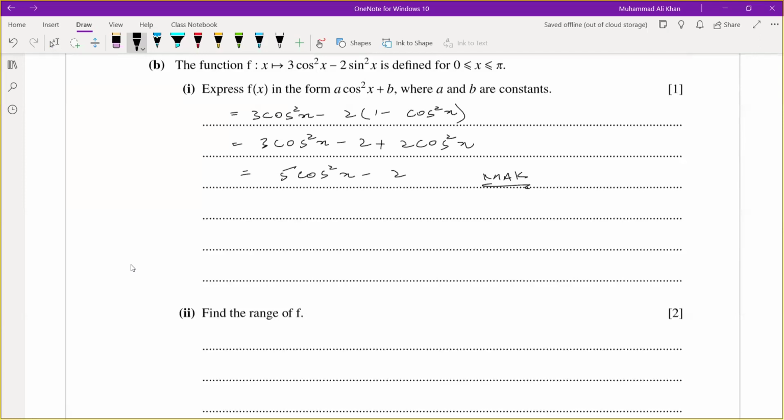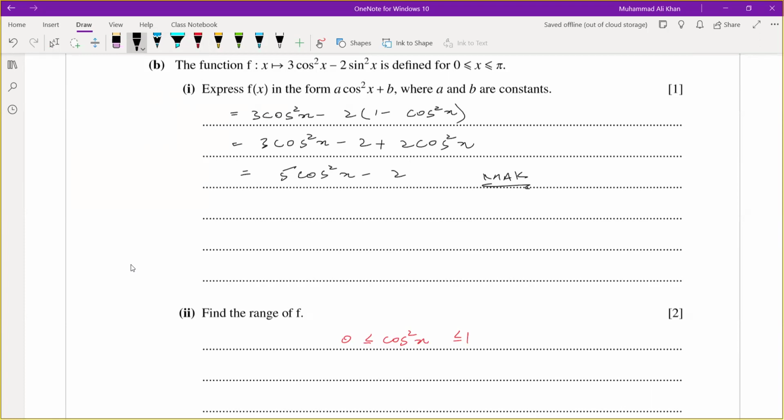सेकेंड, रेंज कैलकुलेट करनी है बच्चों. जब भी cos स्क्वायर साइन स्क्वायर की रेंज कैलकुलेट करना हो, बेसिक रेंज आपने लिखनी है. वो क्या होती है बेसिक रेंज साइन स्क्वायर और cos स्क्वायर की? The basic range is from 0 to 1. बेसिक रेंज ऑफ साइन और cos क्या होती है? -1 से 1 तक. लेकिन अगर स्क्वायर कर दिया जाए तो बेसिक रेंज क्या आएगी? 0 से लेकर 1 तक.